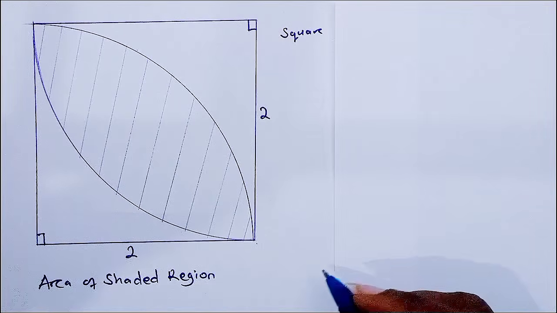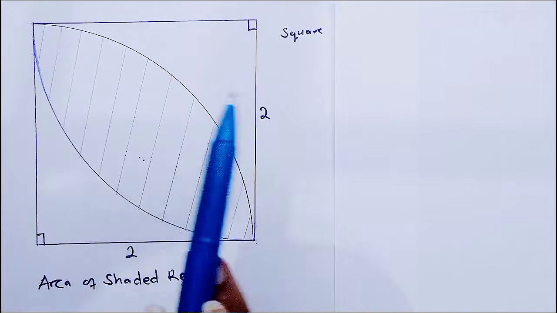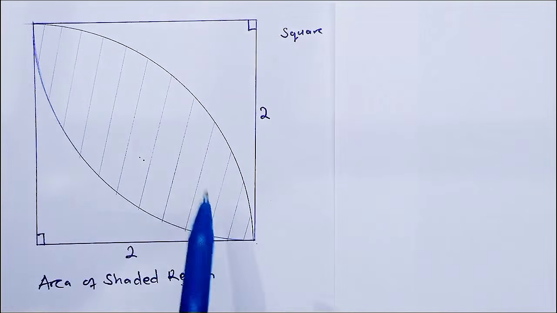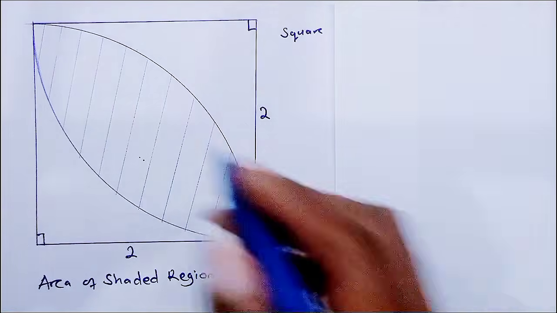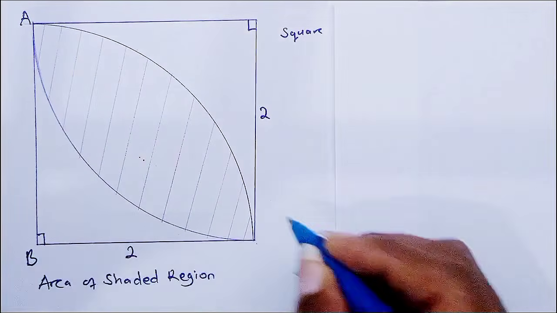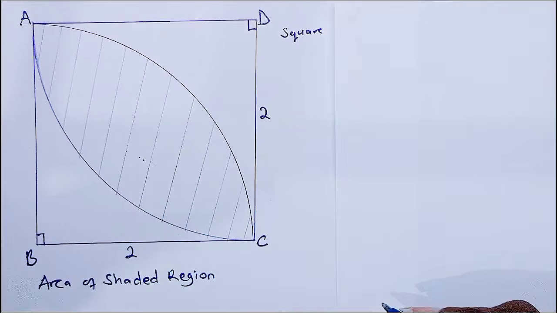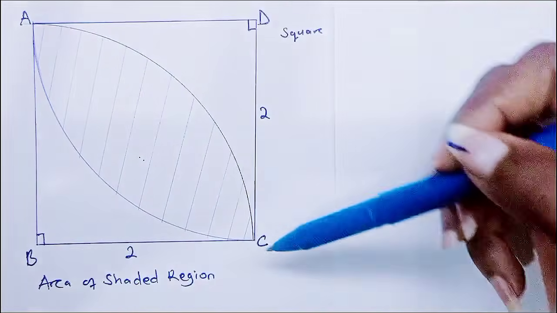In this figure, we are given a square which has side length 2, and inside the square we have this shaded region whose area we are required to find. We're going to start by labeling the points of this square. Let this be A, B, C, and this D. The next step is we're going to draw a diagonal from point A to point C.